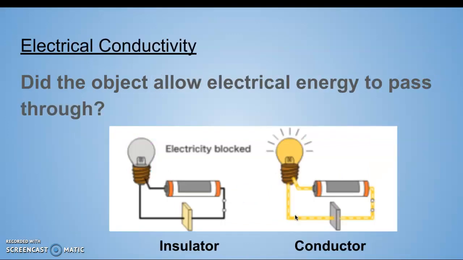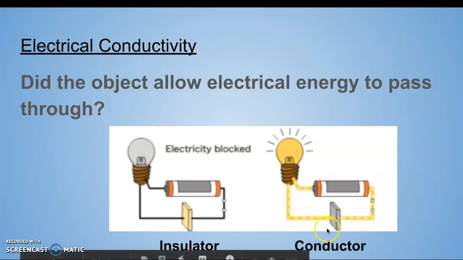Electrical conductivity is another way to describe matter, and you would test it by building a very simple electrical circuit. What you're looking at is, would the object you're testing allow electrical energy to pass through? So notice both of these circuits are built the same. Here we've inserted some sort of object, and notice the light bulb is still off. Since that light bulb is off, we know that this object that we're testing is not allowing electrical energy to flow through. So we would say this object is an electrical insulator. The energy was blocked. It could not pass through.